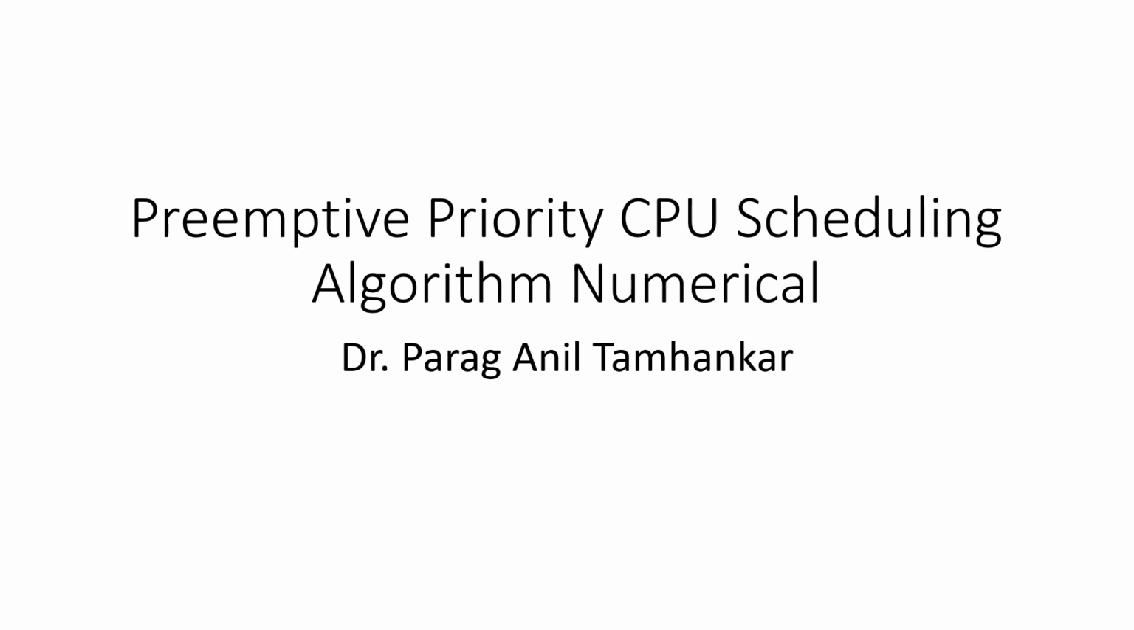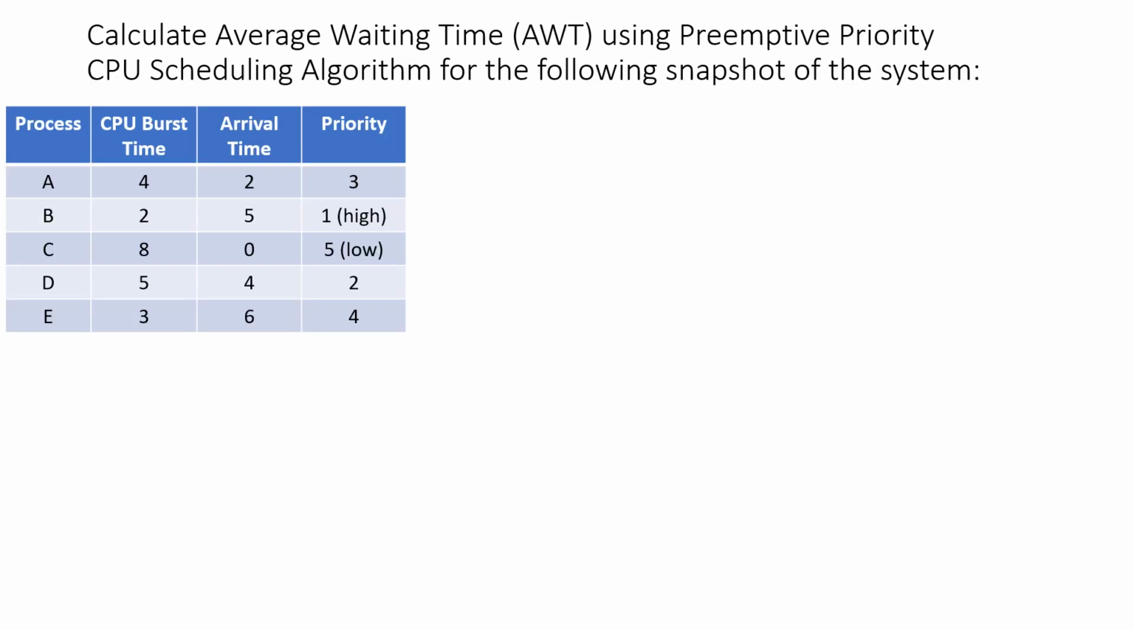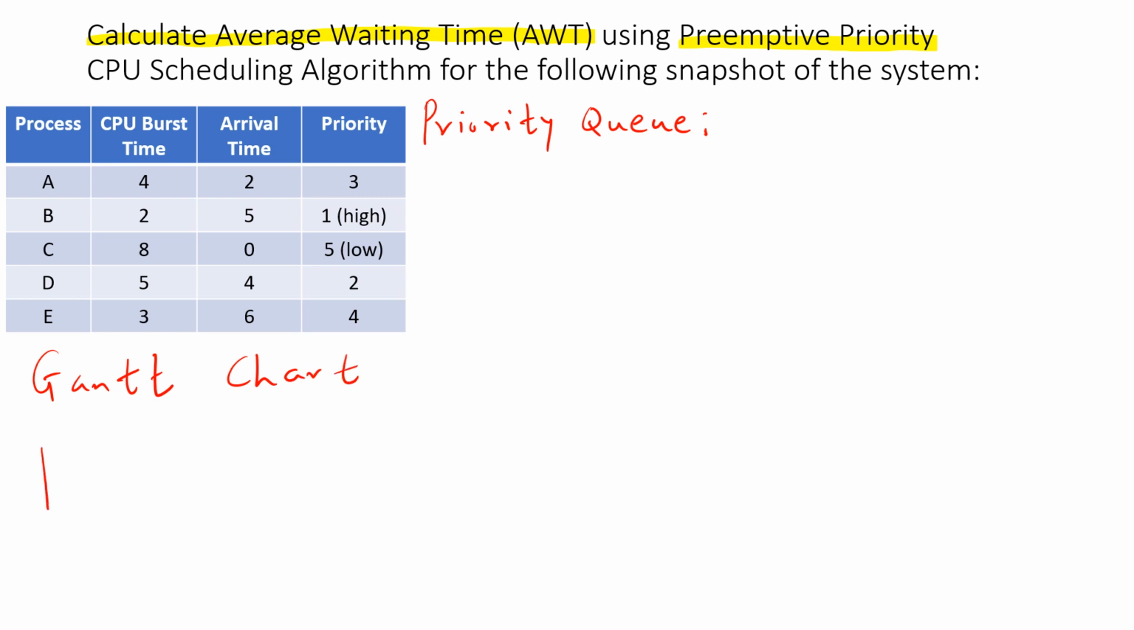Hello all, in this video we will solve the numerical for preemptive priority CPU scheduling algorithm. So again we have to calculate average waiting time, and this time the algorithm is preemptive priority. We are again going to make use of a priority queue, and the order of execution of processes will be shown through a chart called a Gantt chart.